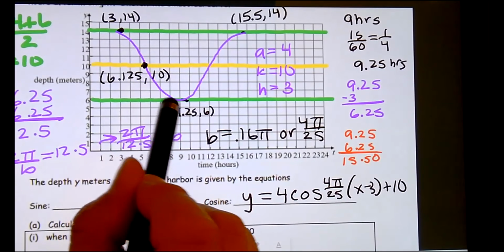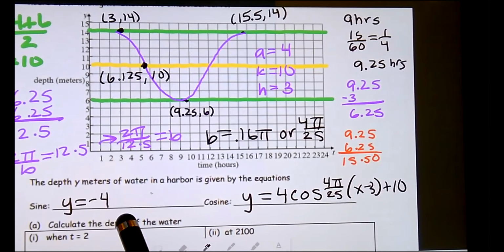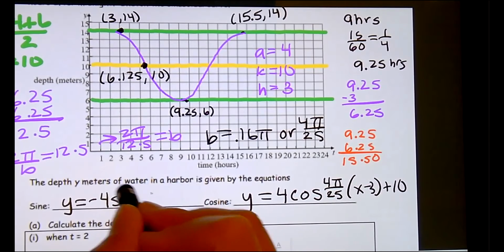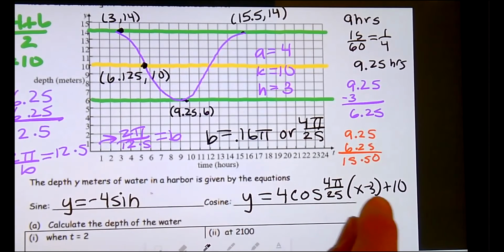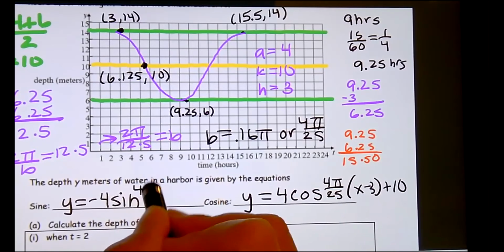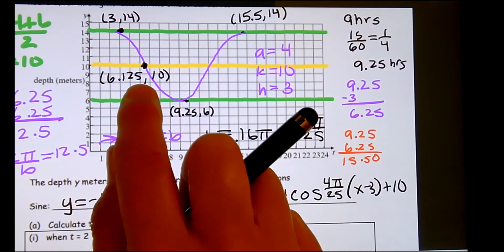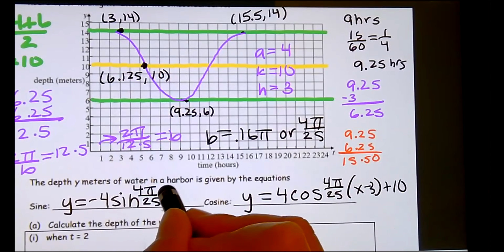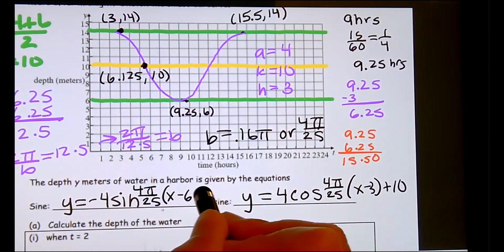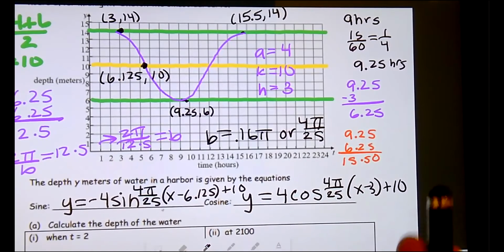If I wanted to do a sine graph from here, pay attention, I'm going down, so it would be negative. So this would be y equals negative 4. Amplitude is always the same, but the sign might change, meaning positive or negative. Everything else besides our phase shift is the same. So I can still write 4 pi over 25, but instead of x minus 3, it's x minus 6.125, and then I have my plus 10.